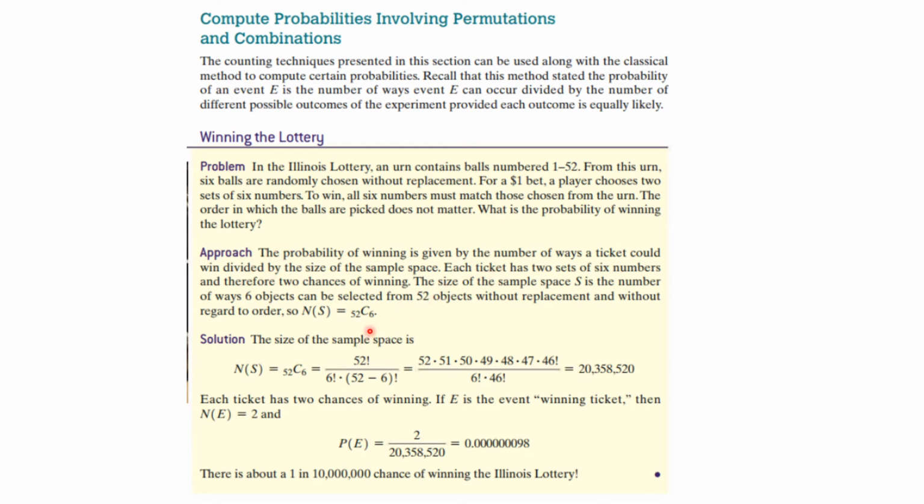Well, first of all, how many different ways can you choose 6 numbers out of 52? So it's 52 choose 6. You have to calculate that, and that's this number here. And here we use the formula to do that. Now each ticket has 2 chances of winning. So if E is the event that you have a winning ticket, then there are 2 chances for you to win. So it's 2 divided by this, and so there's about a 1 in 10 million chance of winning the Illinois lottery, as described here.